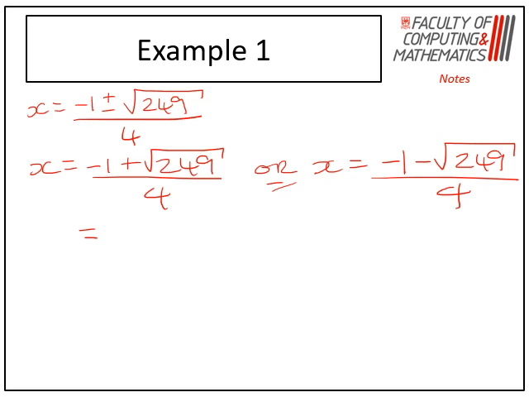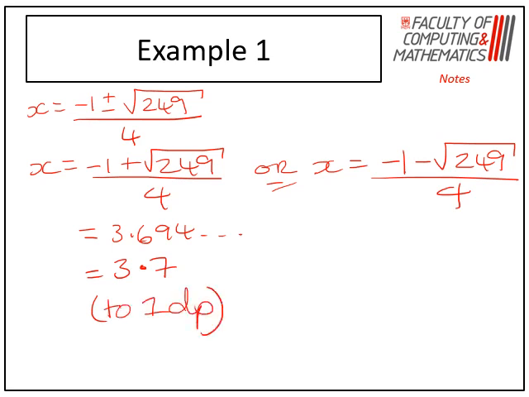Okay, all you need to do is pop that into your calculators. So you've got -1 using the positive version first, all over 4. And we're looking at 3.694, etc. You were asked for one decimal place, so we're looking at 3.7.